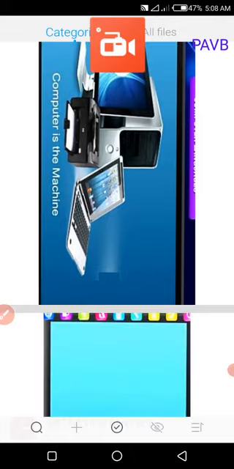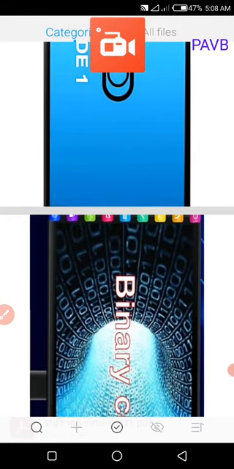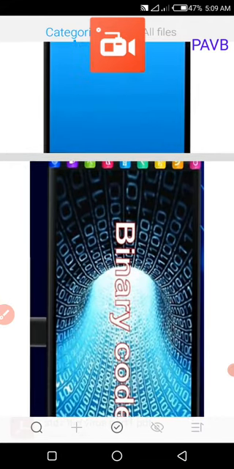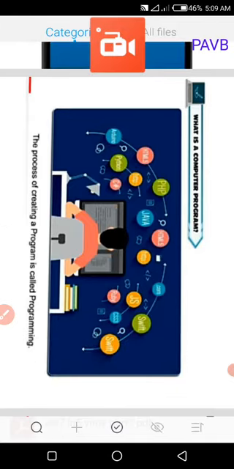The computer is a machine that can understand only zeros and ones. It is known as machine language or binary language. The code 1 represents the on state, the code 0 represents the off state. The collection of these codes is called binary codes. The program written in machine language is called object program. The program written in mnemonic code is called source program. The process of creating a program is called programming.